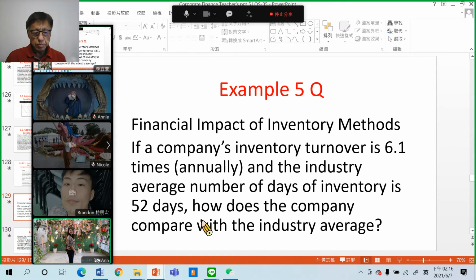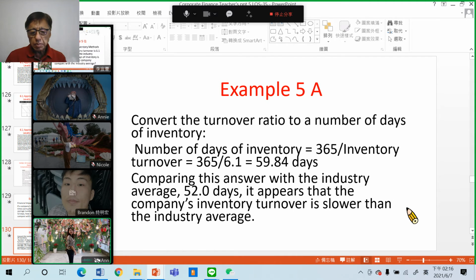The solution is to convert the turnover ratio to a number of days of inventory. The number of days of inventory equals 365 divided by the inventory turnover. The inventory turnover provided in the question is 6.1 times, so it equals 365 divided by 6.1, which is 59.84 days. Comparing this answer with the industry average of 52 days, it appears that the company's inventory turnover is lower than the industry average. Okay, thank you. Next page.